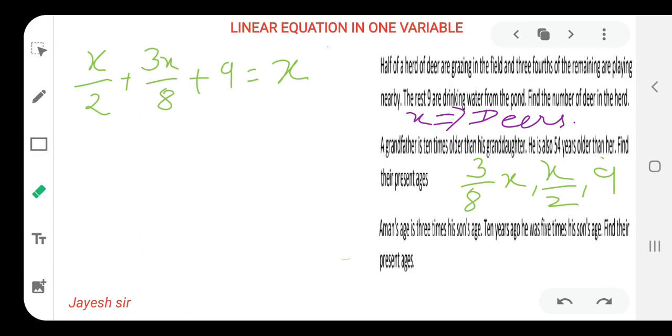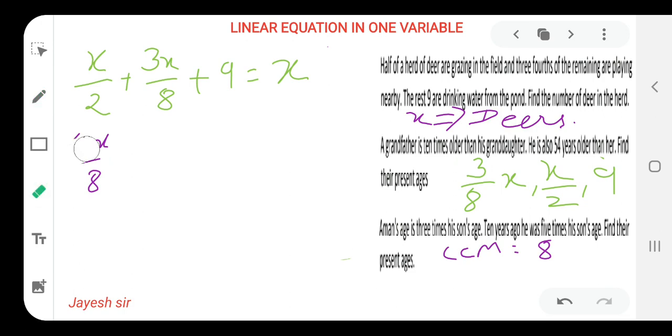The other thing to keep in mind is that the x terms should be on one side. The LCM for 2 and 8 would be 8 only. So I'm writing over here that the LCM would be 8. What would be the LCM for 2 and 8? 8. So let's make the denominator 8. 2 should be multiplied with 4, so it will become 4x by 8.